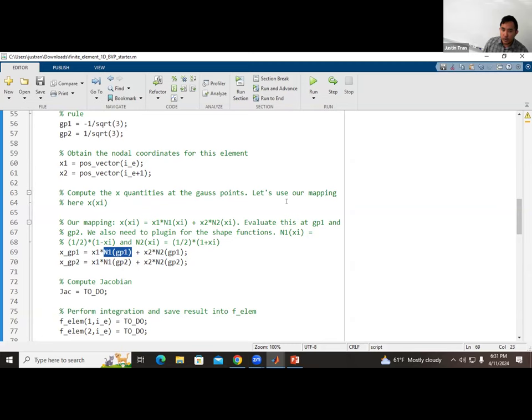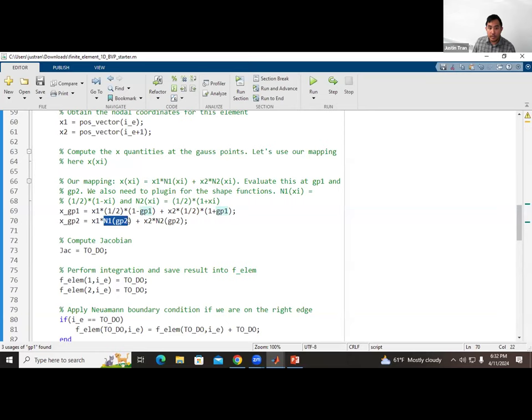I'm going to take this expression right here, N1 at GP1, and plug in 1 half times 1 minus GP1. And then N2 of GP1 is going to be 1 half times 1 plus GP1. Same thing for down here, but instead of GP1, I'm going to plug in GP2. So this is going to be 1 half times 1 minus GP2, and this one here is going to be 1 half times 1 plus GP2. We did two steps here: we implemented our mapping, and then inside the mapping, we evaluated at the two Gauss points.